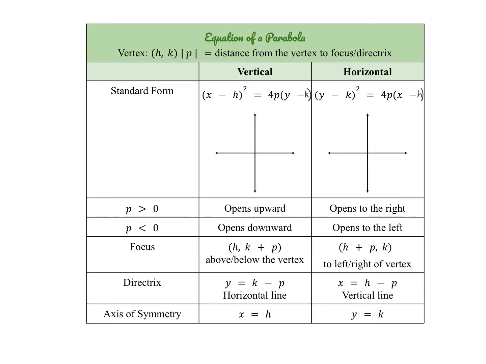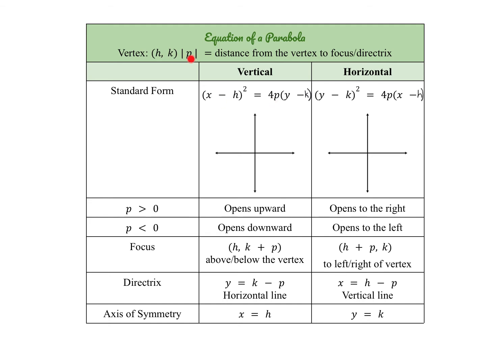Okay, so now we're going to talk about those equations for our parabolas. Here we have a vertical and a horizontal parabola, all the information you need to know. For both of them, I want to point out that our vertex can be found at (h, k). And then you'll see this new variable, this p value.